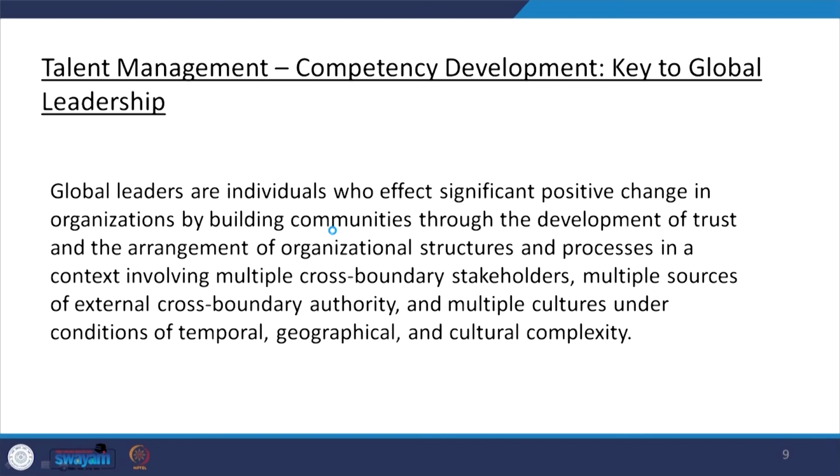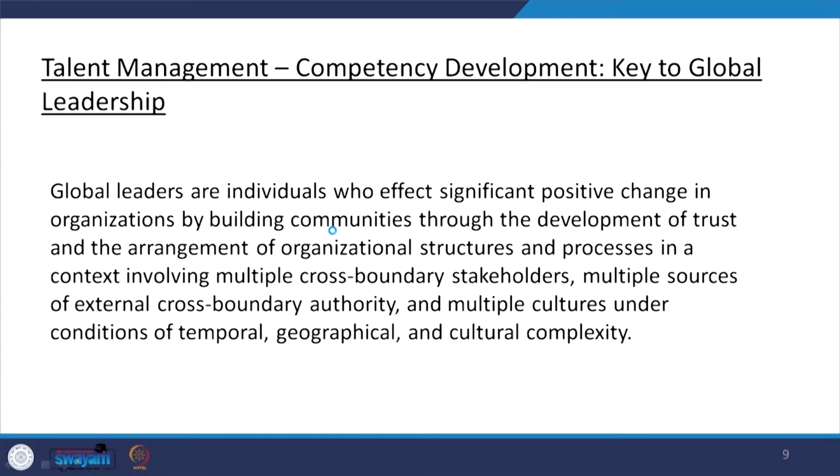In talent management, competency development is key to global leadership. Global leaders are individuals who effect significant positive change in organizations by building communities through the development of trust. Trust building exercises are becoming very important, as are the arrangements of organizational structures and processes in a context involving multiple cross boundary stakeholders and multiple sources of external cross boundary authorities. Those different stakeholders and authorities, and also the temporal, geographical and cultural complexity, will be taken into consideration whenever we talk about global leadership. The major part is the geographical and cultural complexity, because there are multiple leadership styles and multiple cultures, so it will depend on that.